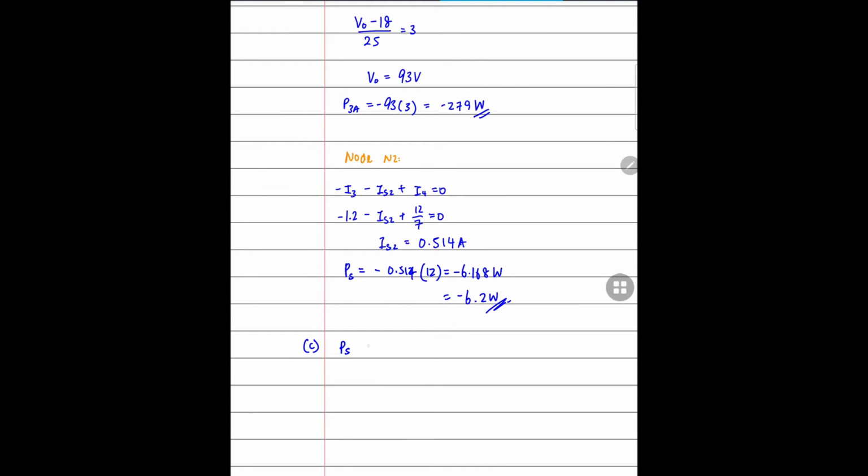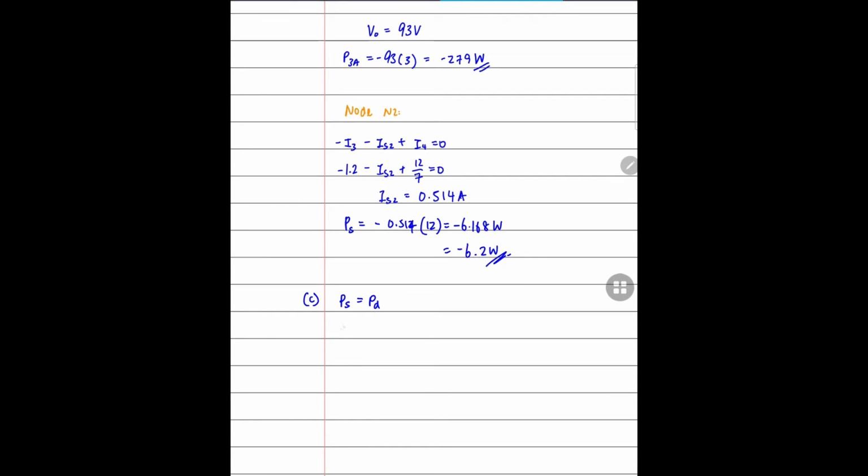Now we proceed to compute the total power dissipated, which is equivalent to the power supplied, the summation of the current source and the voltage source, which will be 279 plus 6.168, giving us 285.2 watts.